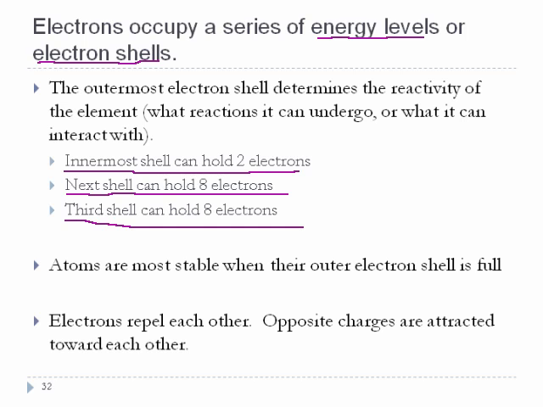I have a couple of other principles on here, and we'll come back to this slide when we need them. One of the things that I've told you here is that atoms are most stable when their outer electron shell is full. Not stable like crazy ex-girlfriend stable, but stable as far as reactivity, or what reactions that atom can undergo.